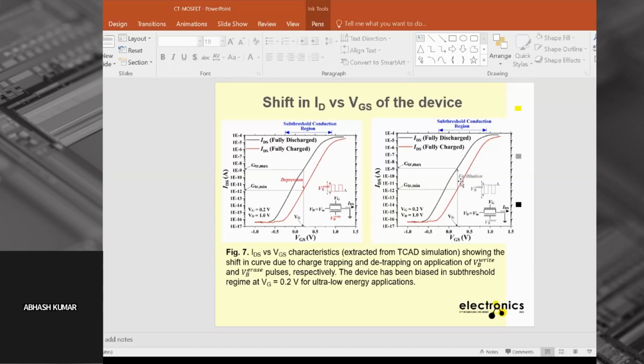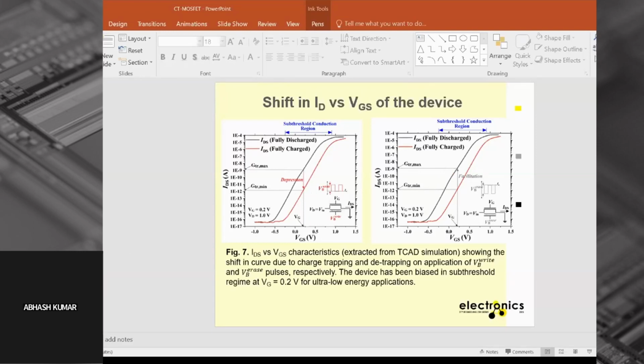And again, on applying the negative VB raise voltage, we are removing the electron from the nitride layer. So it's showing the facilitation behavior, again changing the threshold voltage of the device. This way we can carry out the learning within the device. Learning is the most important thing for any neuromorphic application.